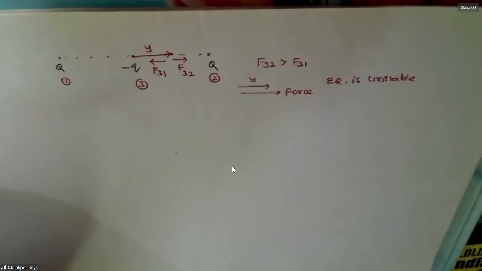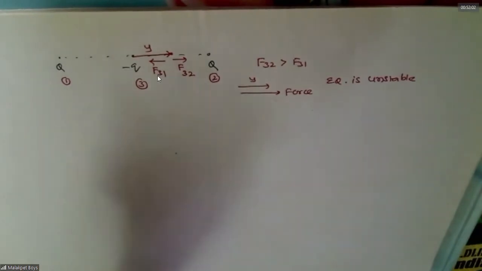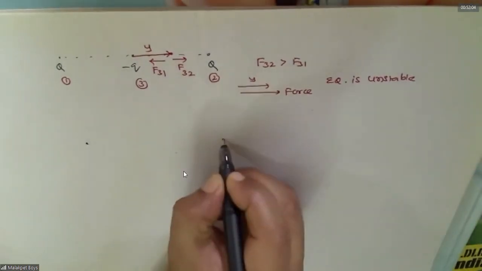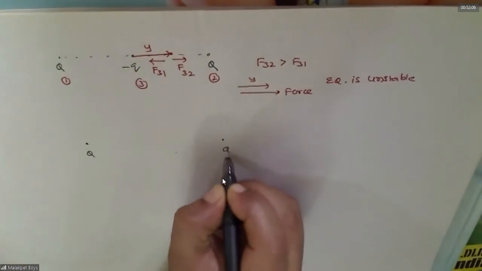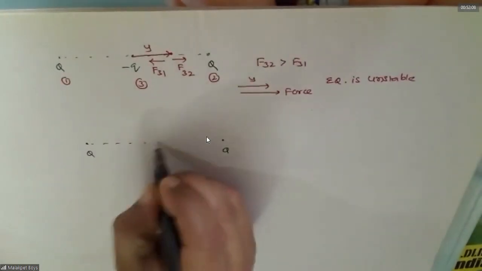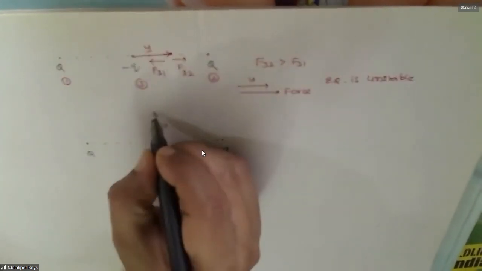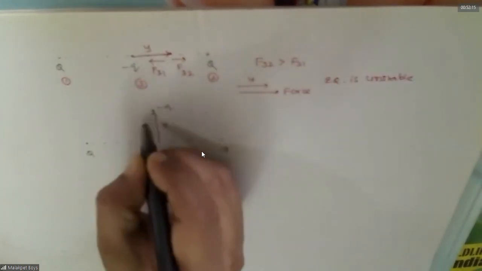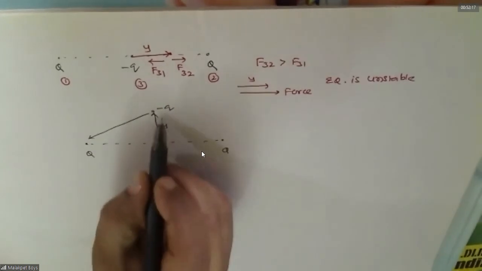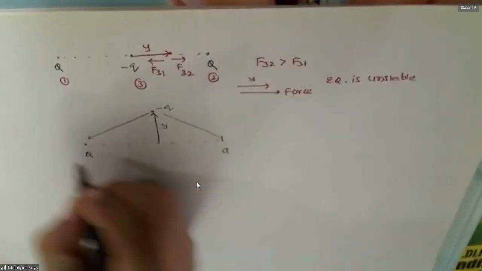Now likewise, let us check for longitudinal displacement, sorry, transverse displacement. So from here, if you have this minus Q, definitely this is 3.